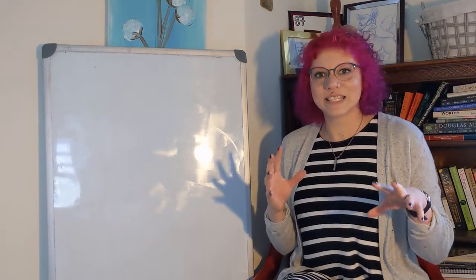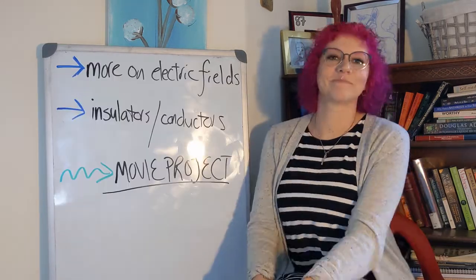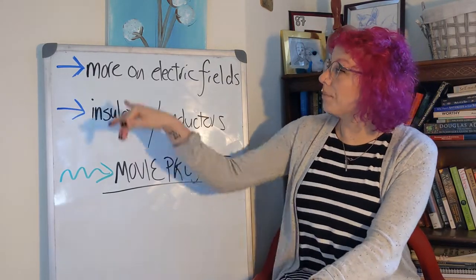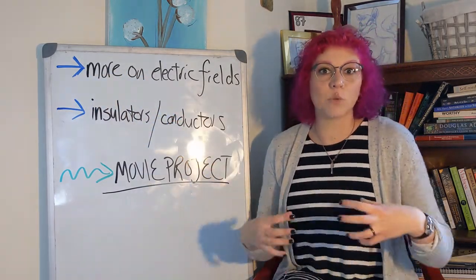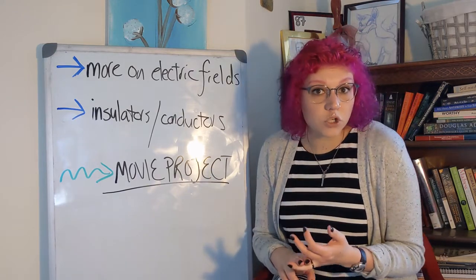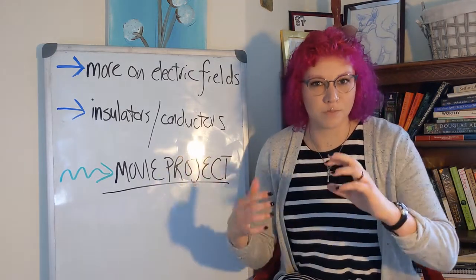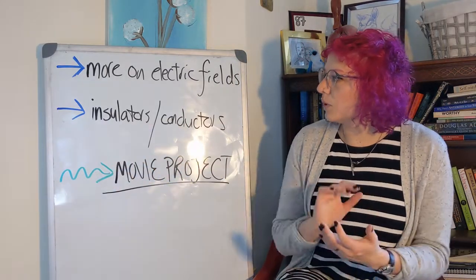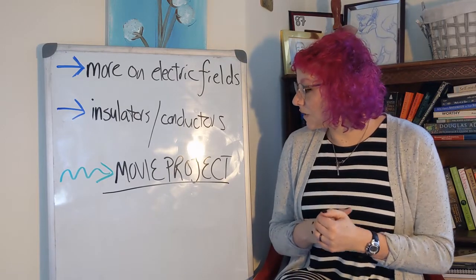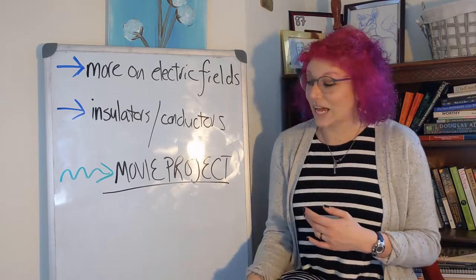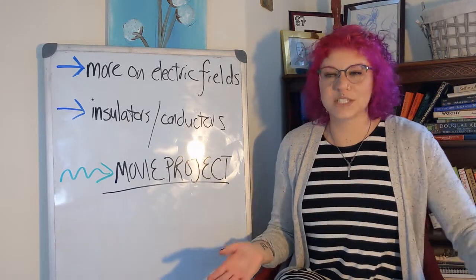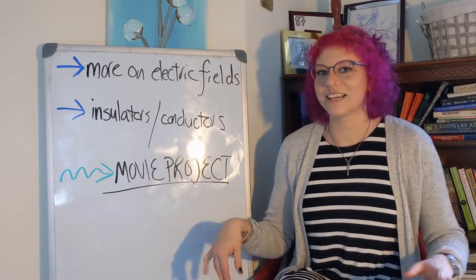So, what is the agenda for this week? This week, we will be going over more on electric fields. And again, we're starting to scale this up. So instead of looking at one or two charges, we're starting to look at a bulk material property. We will also briefly go over some insulator and conductor theory. And finally, in each Zoom class, I will go over this in more detail, but we will be talking about our end of the semester, end of the quarter movie project.